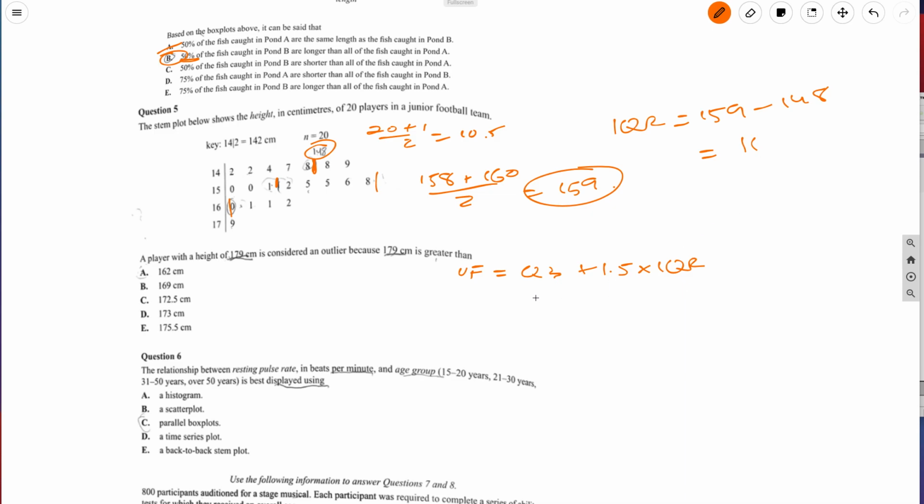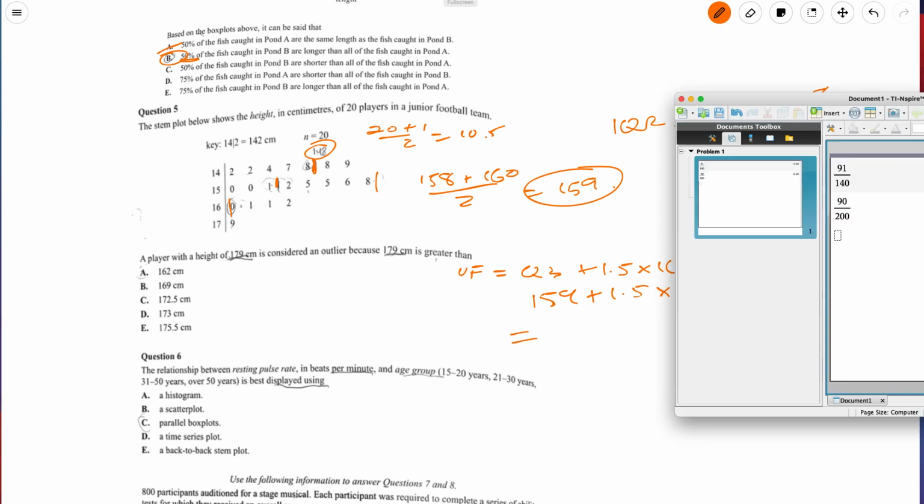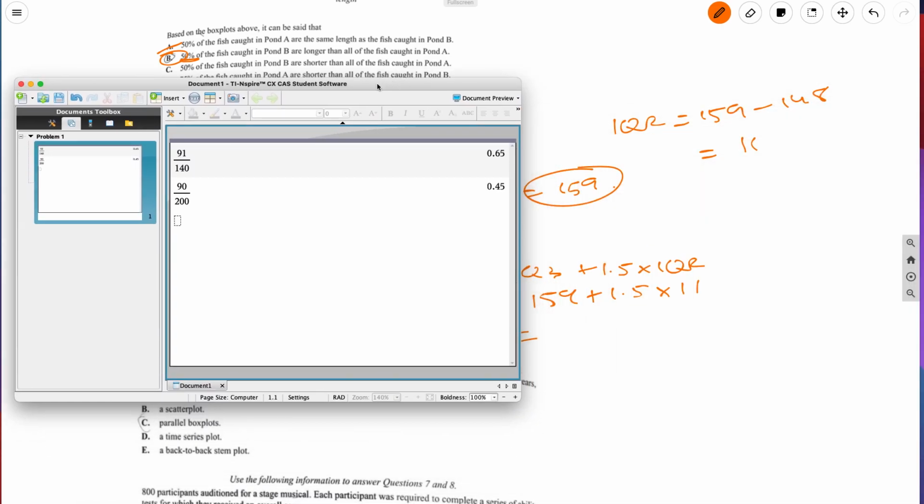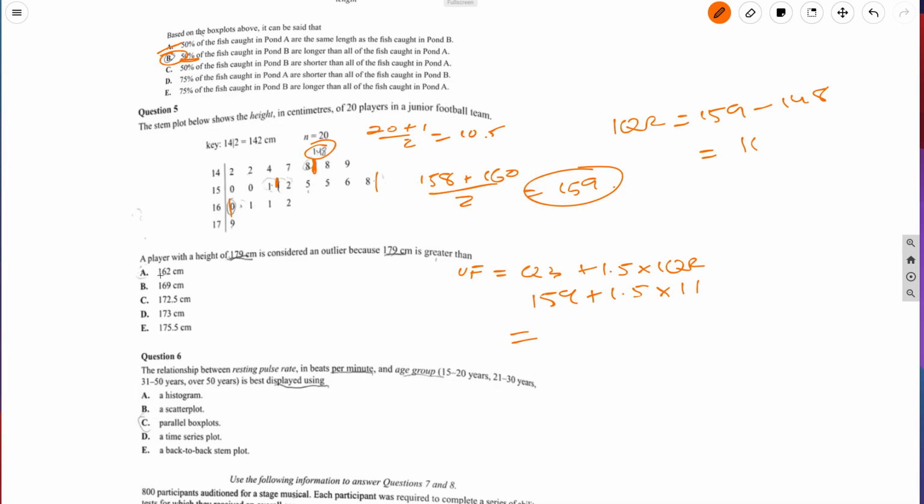And so therefore we can dump that in. Now it's got 159, Q3, plus 1.5 times 11. And we can just come over here, use the CAS. It's early in the morning, so normally I do things in my head, but I think I'll just do this so I don't make a mistake. Plus 1.5 times the IQR of 11, we get 175.5. So that would be E on that one. That would be our upper fence, and we can see that 179 is greater than that, so it would prove that it would be considered an outlier.